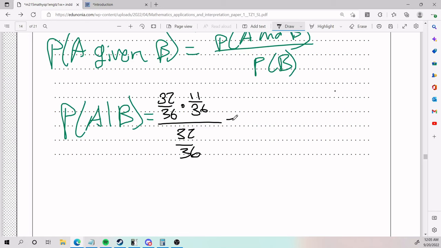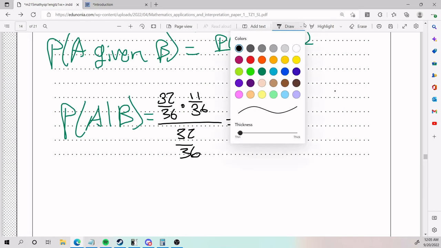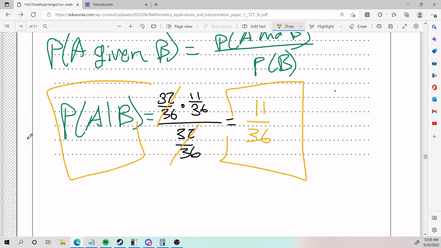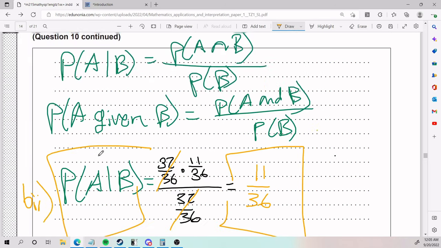And so here it looks nasty. You can put it in your calculator, it's going to work. But you can actually cancel this with this because it's numerator and denominator, it's multiplying, and end up with just 11 over 36. That is P of A given B. That is part B, part II. See? Awesome.